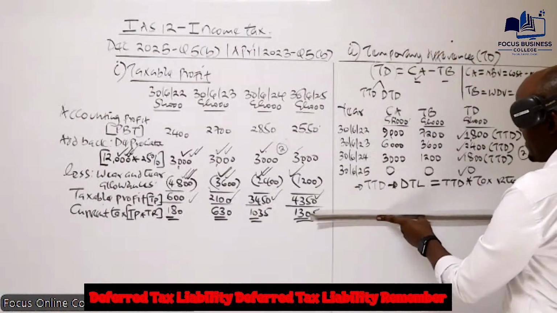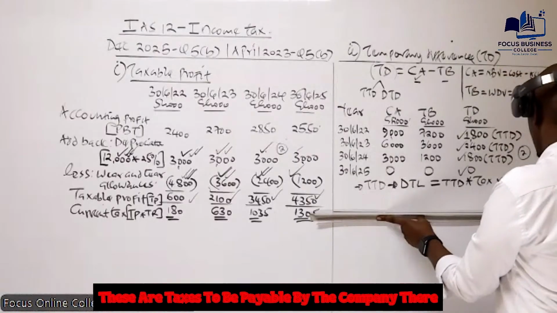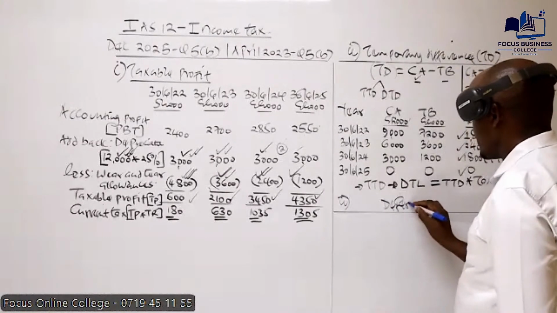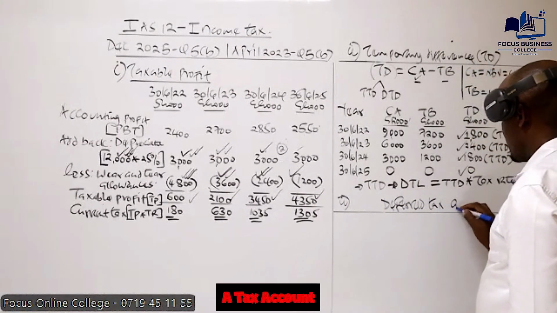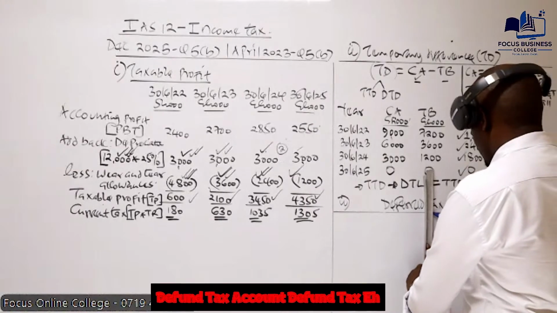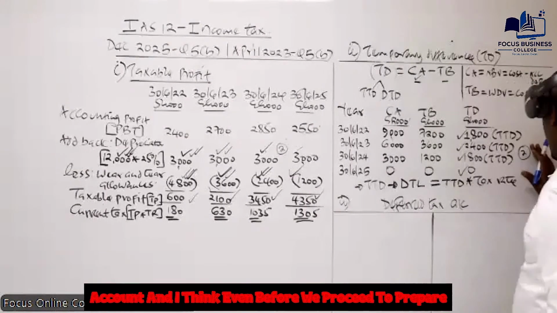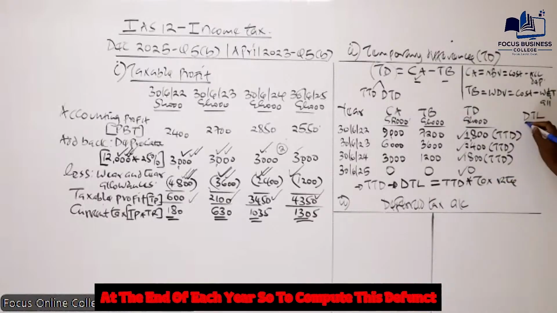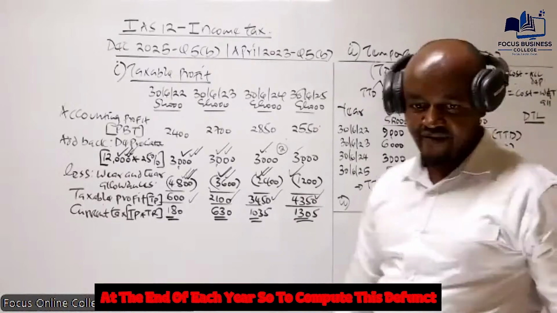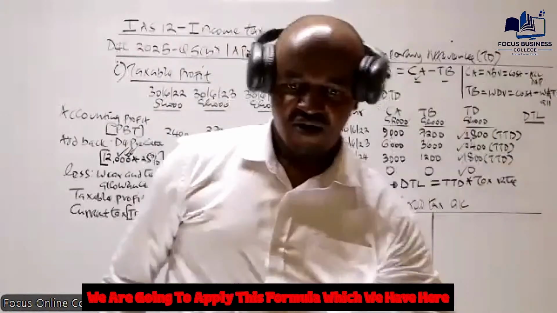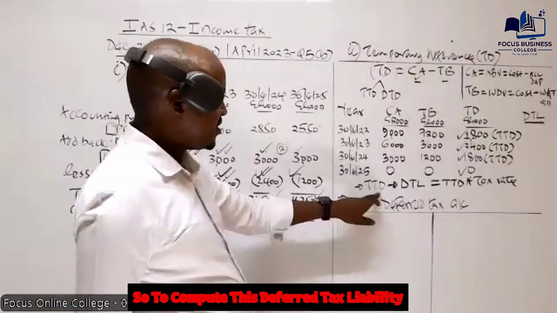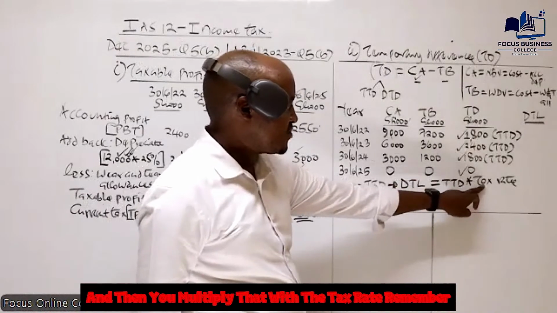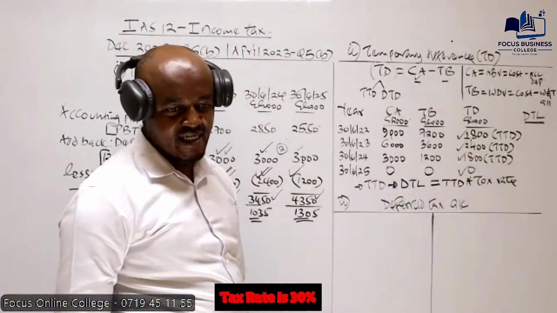Deferred tax liability, remember, these are taxes to be payable by the company in the future. So what we are required here is to prepare the deferred tax account. Even before we proceed to prepare this account, we can compute the deferred tax liability at the end of each year. To compute it, we apply this formula: we take the taxable temporary differences and multiply that with the tax rate. Remember, tax rate is 30%.